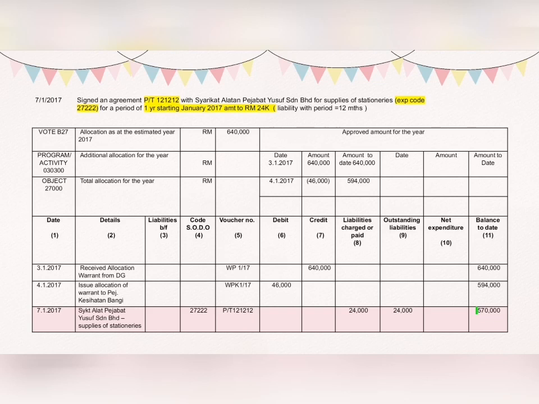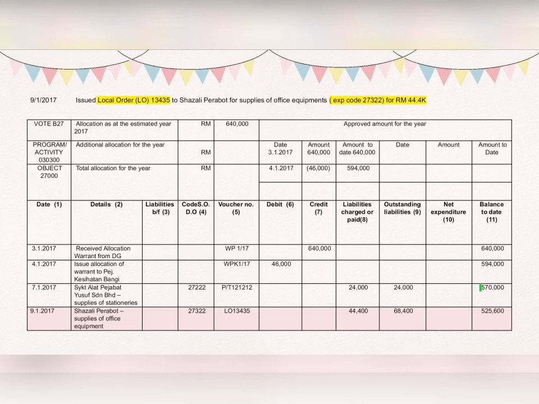Next transaction is a local order 13435 issued to Shazali Perabot for supplies of equipment, amounted to 44,400 ringgit with expenditure code 27322. So this is a liability incurred, but since there is no period mentioned, therefore this is the direct liability.